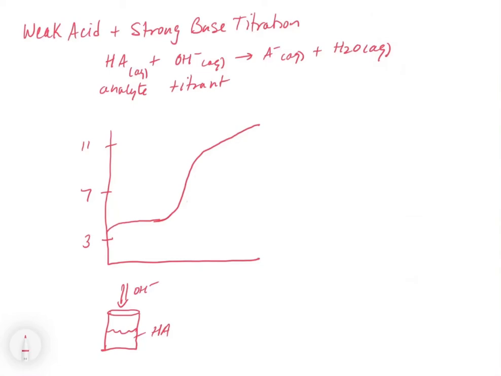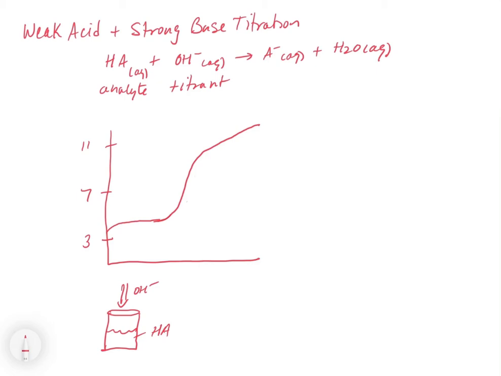In this video, we're going to look at what happens when we have a weak acid and a strong base being titrated together. The setup in this case is that we have HA sitting in a beaker with a pH probe. So our weak acid's in the beaker, that's our analyte, and our titrant is going to be OH minus. So that's our strong base. And we're going to look at the titration curve.